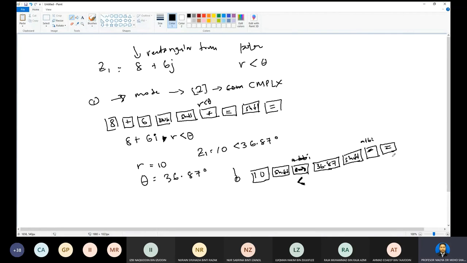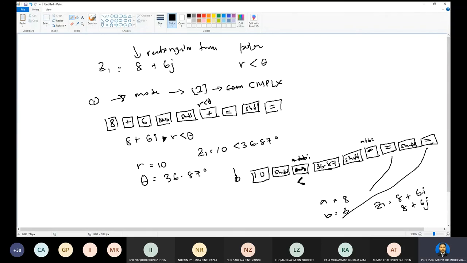If you press this one, it will show the value of A. The value of A is 8. Then hit shift and press this one, which represents the symbol of B. So this one will be 6. That's why the answer will be Z equals 8 plus BI, or 8 plus BJ. So this is some revision on using your calculator to convert from polar form to rectangular form, and rectangular form to polar form.